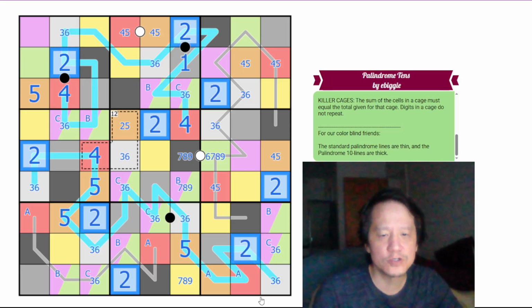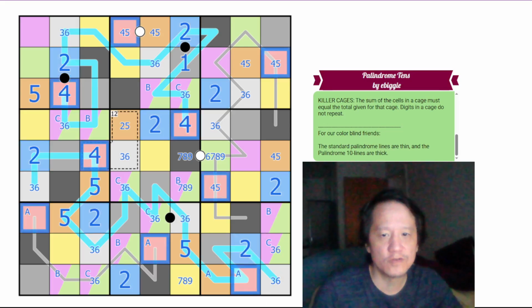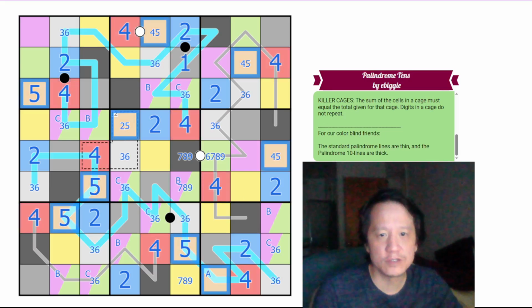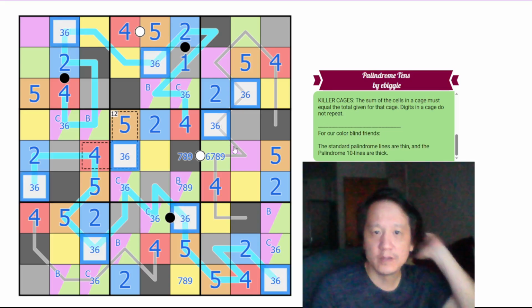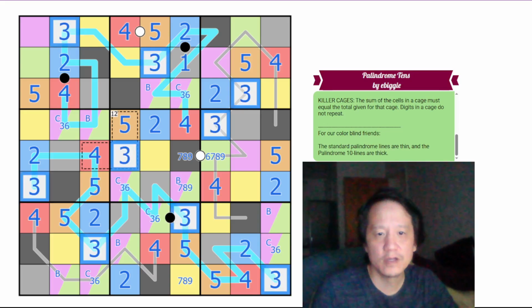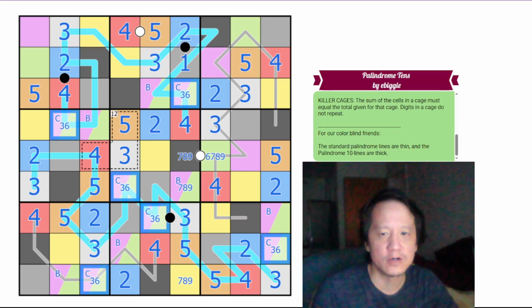So these are all 2. The reds are all 4. The oranges are all 5. That means the lights must be 3, which means the C's, that's 3 in the corner, we celebrate. The C's have to be all 6s. So that's 6s.